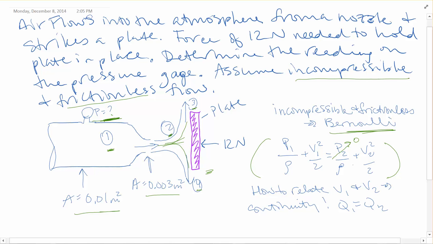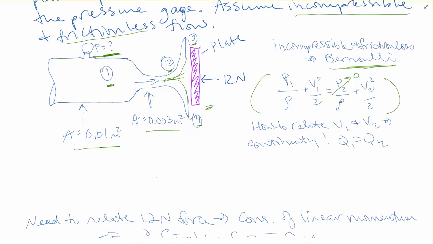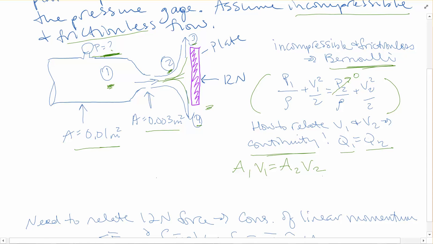Alright, so let's make that simplification, and let's see where to go next. So now we need to know how to relate the velocities at point 1 and point 2. Now the way we're going to do that is continuity. And remember, that's conservation of mass. So for the continuity equation, we're going to say that Q1 is equal to Q2. So let's write that out. So we're going to have A1 times V1 equals A2 times V2. And let's solve this equation for V1. So V1 is going to be A2 times V2 over A1.